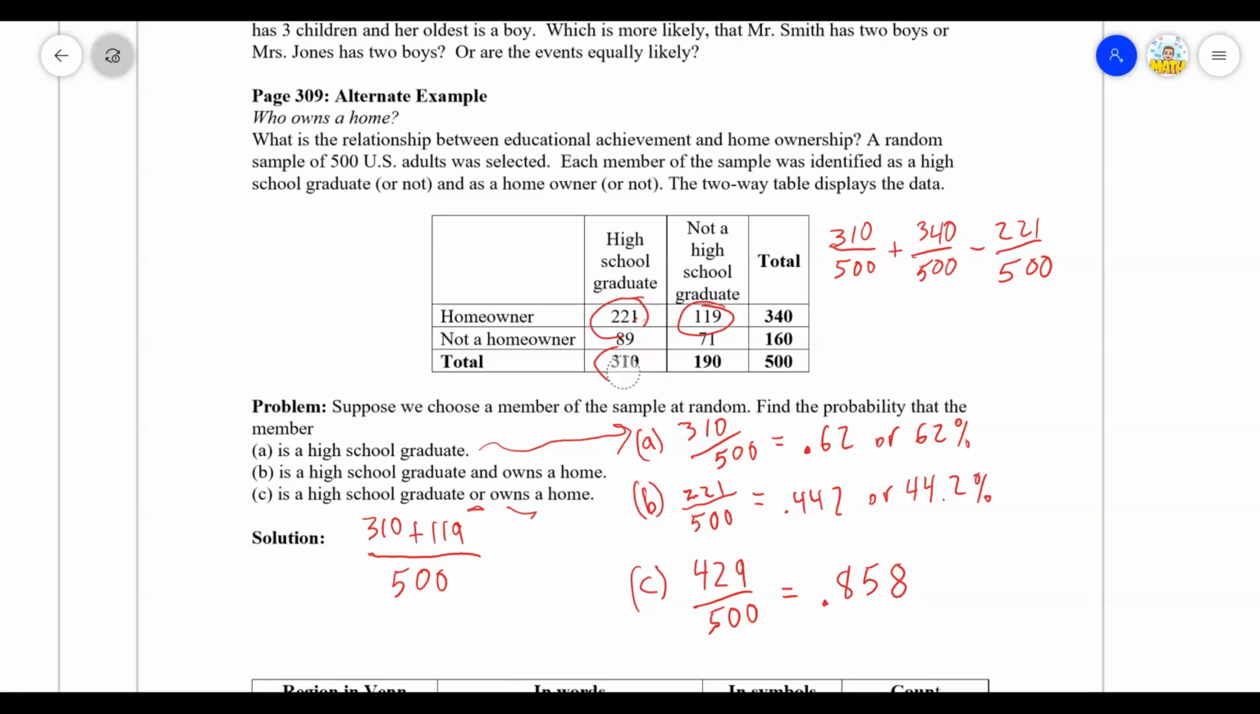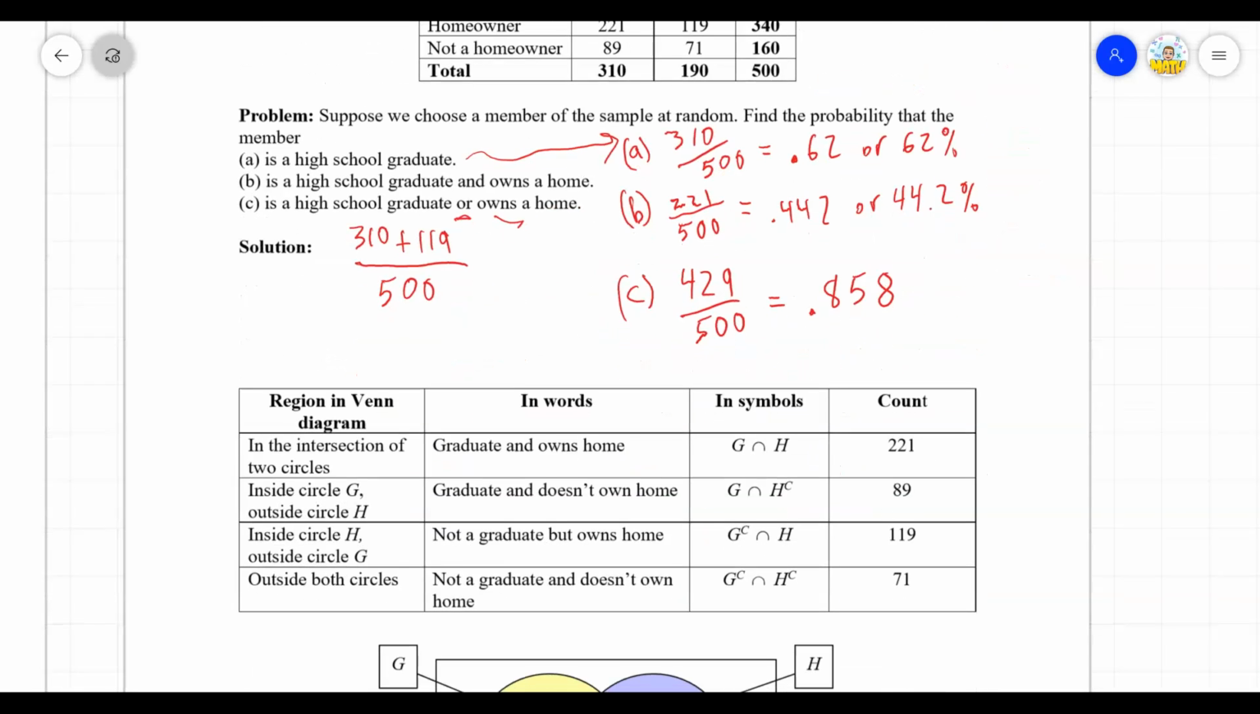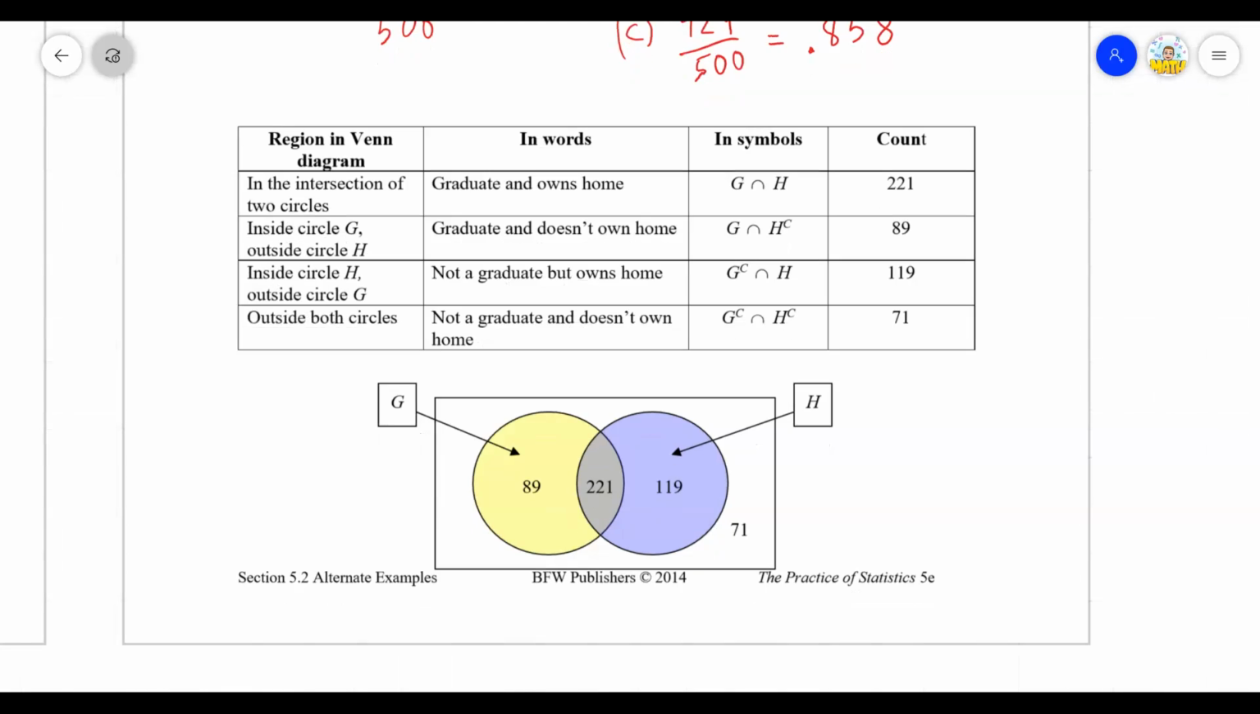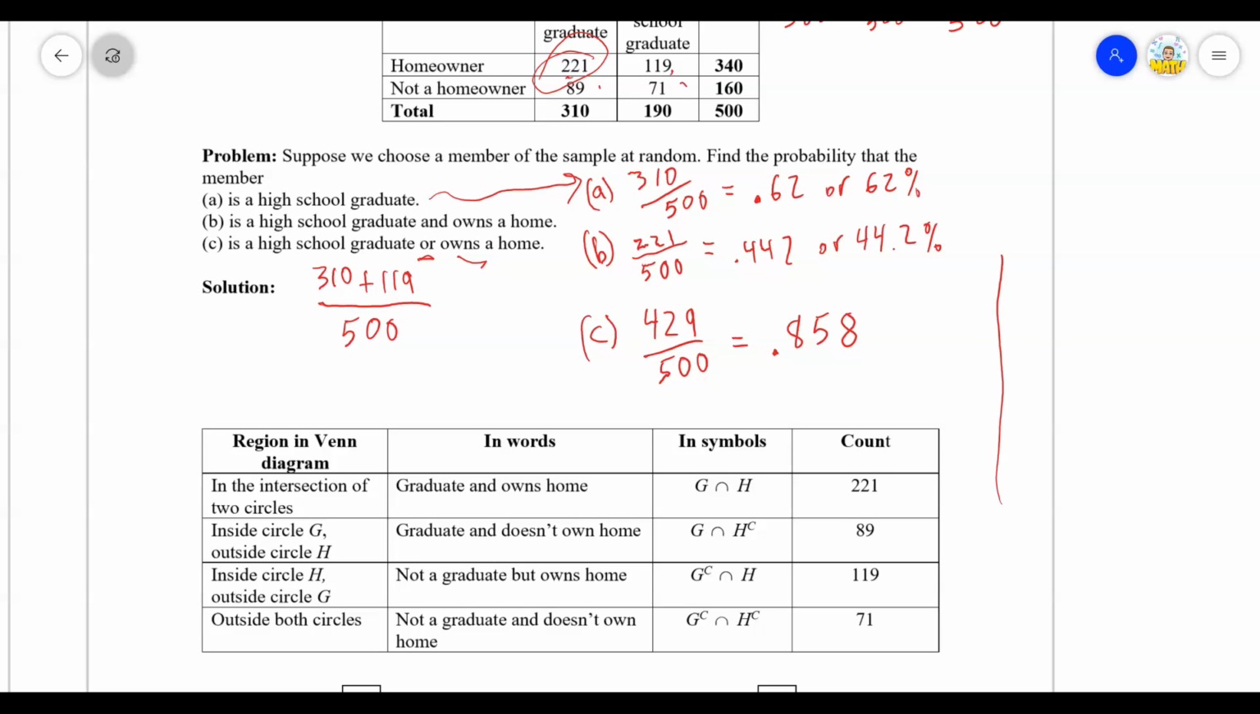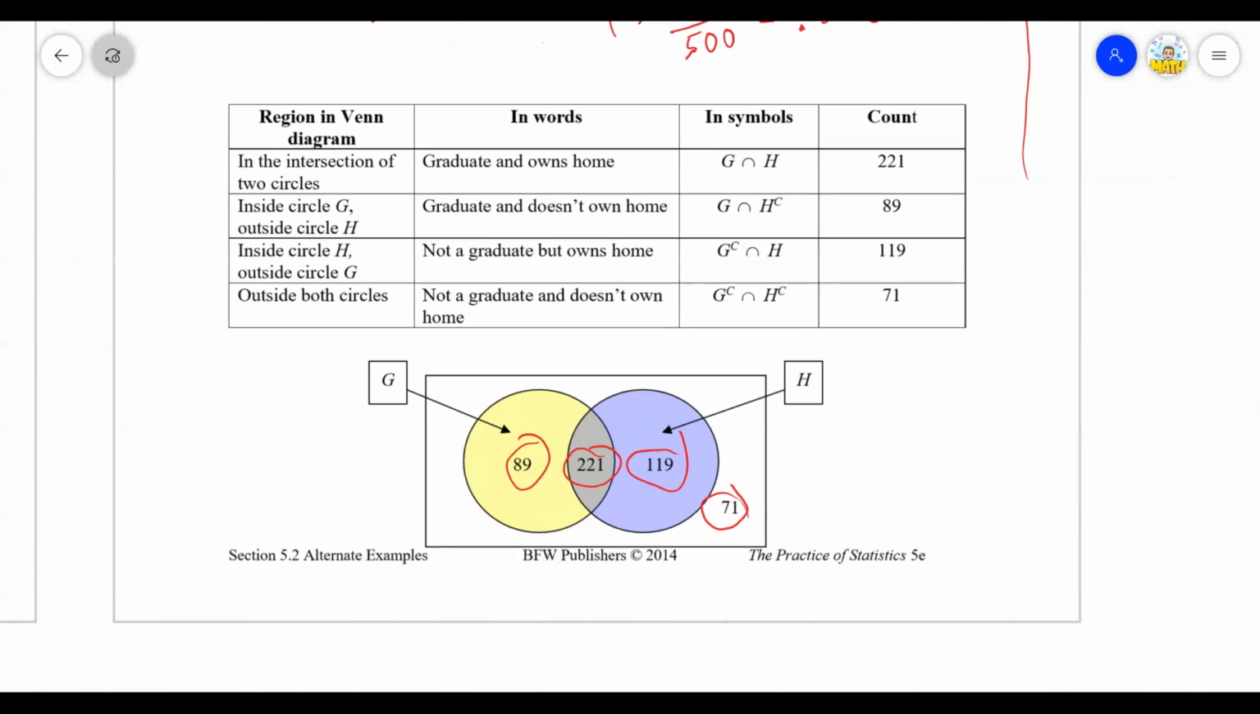So now let's look at the same information from the two-way table, but let's look at it in the form of a Venn diagram. In my Venn diagram, we have these symbols here, all four of these numbers, the 89, the 221, the 119, and 71. They all live up here in the two-way table as well, right? The 221 is the probability of both home ownership and high school graduate, so that lives in this football in the center. That's where both of those items occur.